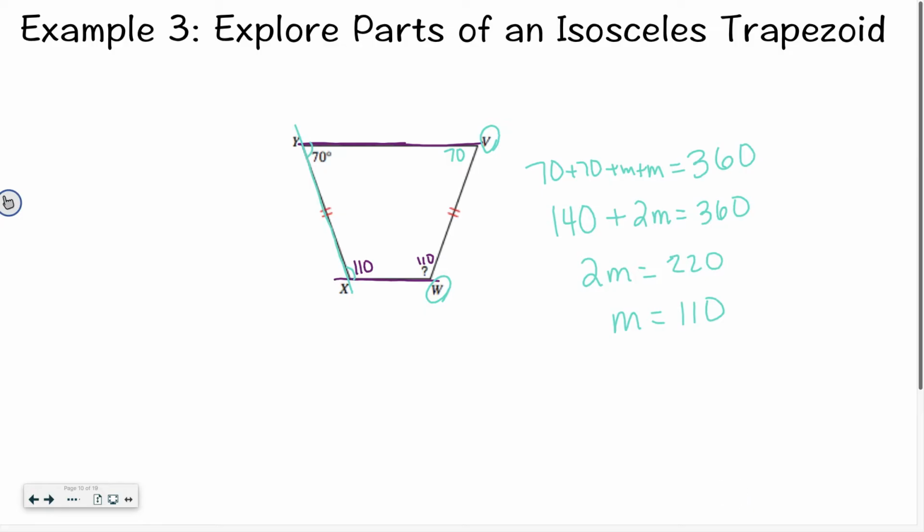So that can be an even faster way to solve the problem, because I could have said 180 minus 70 and gotten 110 and been completely done with the problem. So if you can remember that trick, that's a good one. If not, you can always add them up and set them equal to 360. You get the same answer.